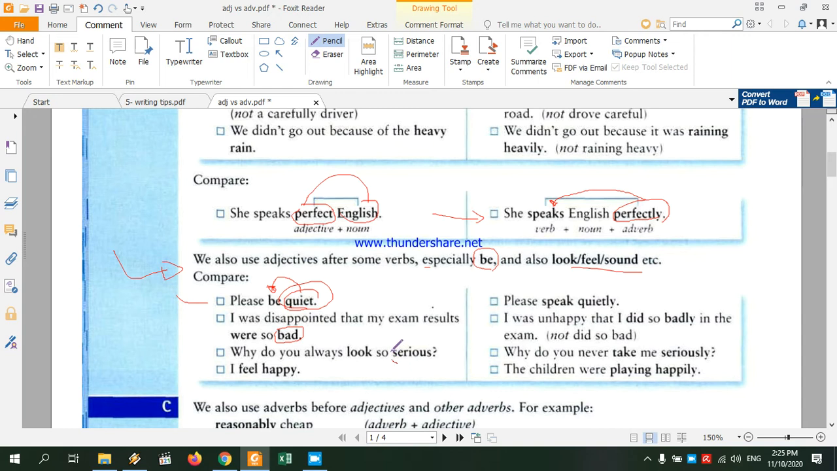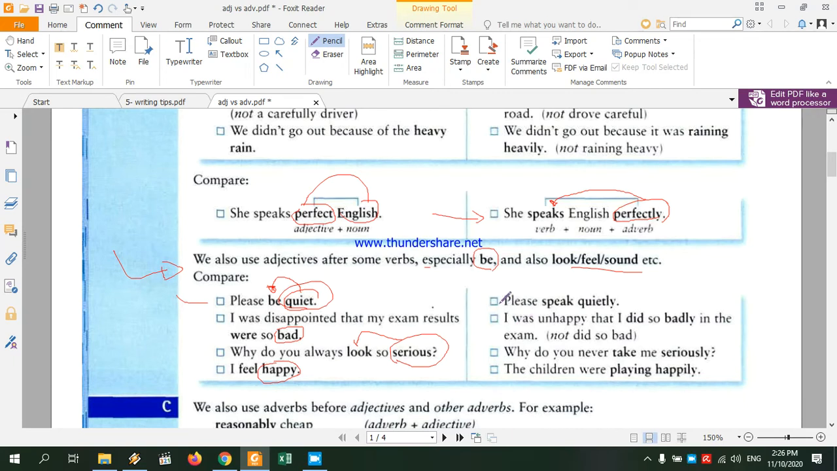So we use some adjectives instead of adverbs in these certain cases or conditions, with some of these verbs, such as be, look, feel, sound. I feel happy. We say I feel happy. We don't say I feel happily.